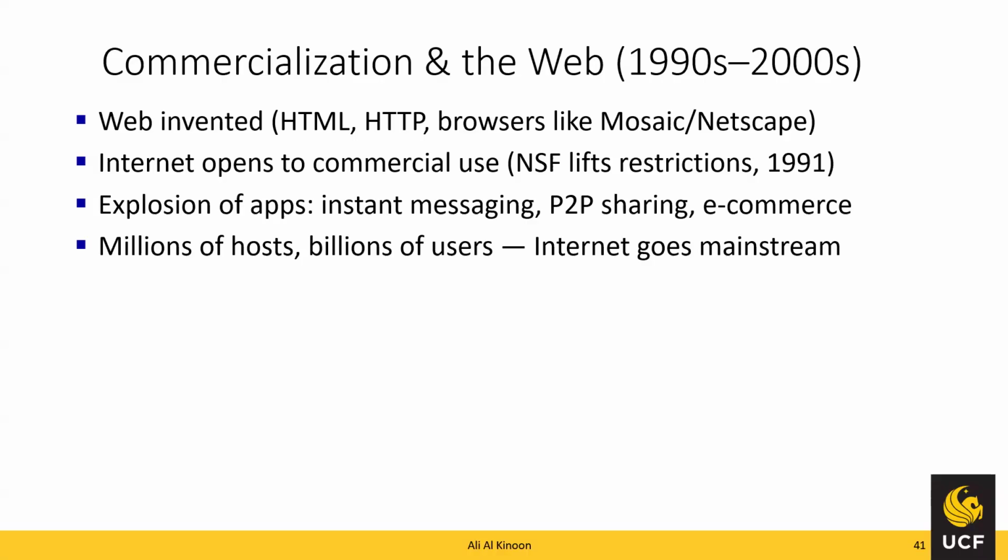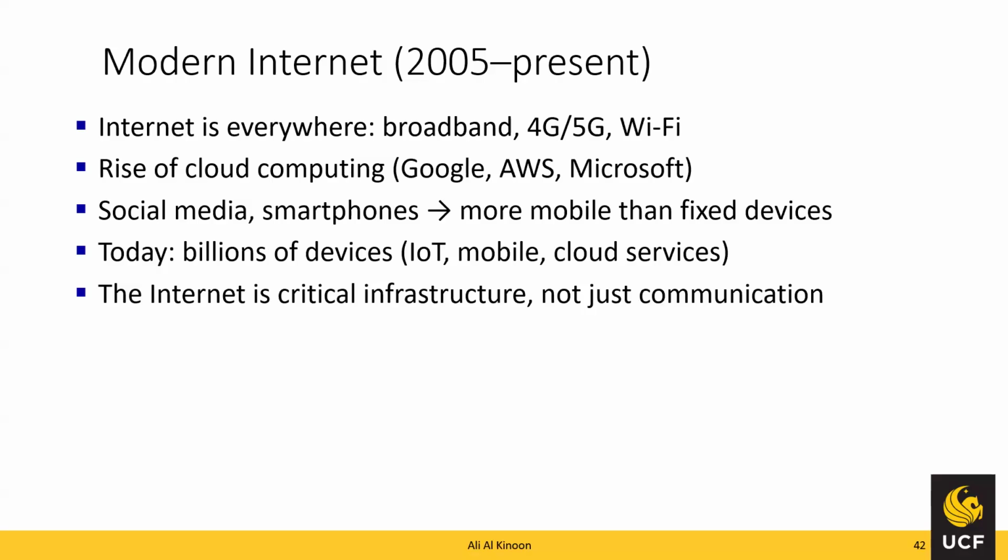An explosion of apps came out: instant messaging, P2P file sharing, e-commerce, millions of hosts, now a billion users, and the internet goes very mainstream. And now, from 2005 to where we are now, it's being present. The internet is everywhere: broadband, 4G, 5G, Wi-Fi. We have the rise of cloud computing, Google, AWS, and Microsoft, social media, smartphones, more mobile than fixed devices. Today we have billions of devices, and the internet is a critical infrastructure, not just a means of communication.